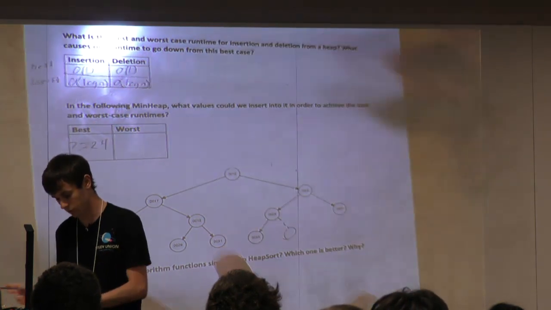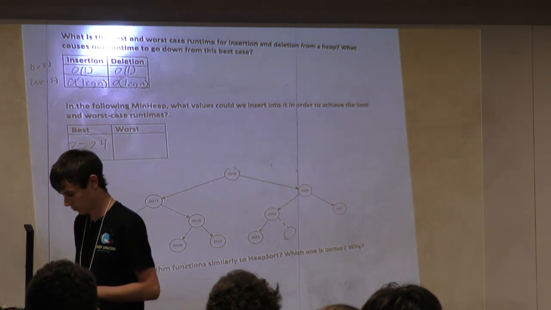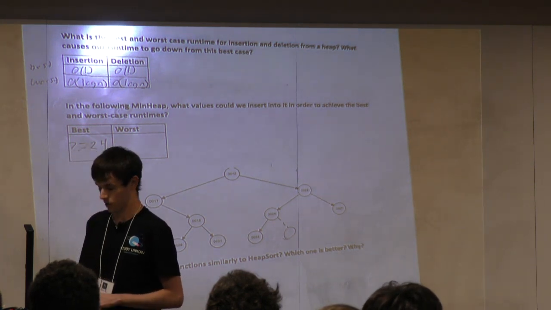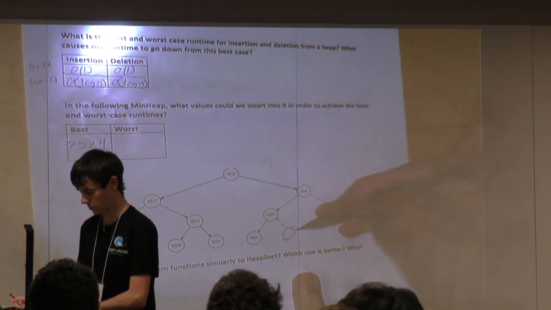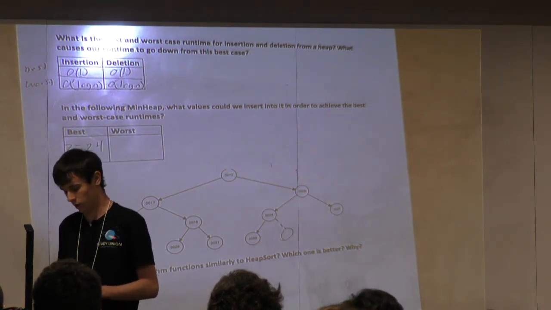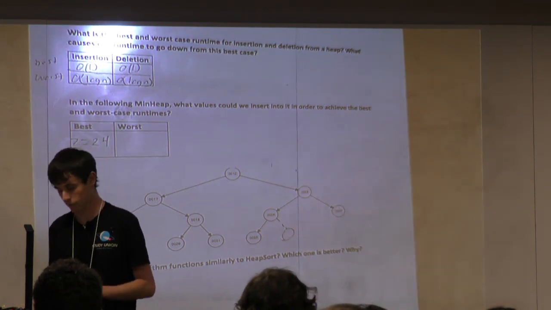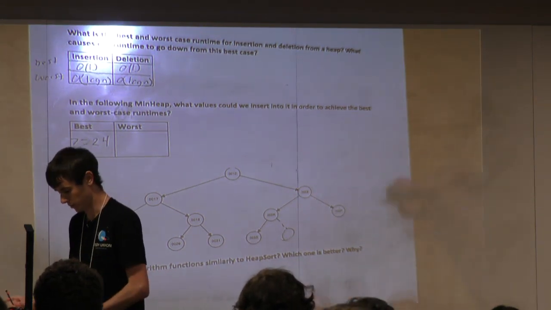I should say less than or equal to, because we could also insert 24 in here, right? 24 wouldn't cause a percolation. So if we're talking about our worst case, we already said that our worst case is when we have to percolate all the way up to the top. That means the value that we're inserting has to be the minimum, because it's moving all the way up to our minimum value at the top.